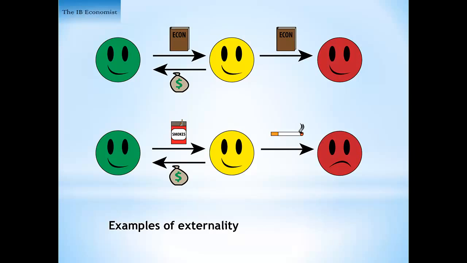So you can see how in the first example, the market transaction between Mr. Green and Mr. Yellow affected Mr. Red positively. In the second transaction, the purchase of cigarettes by Mr. Yellow from Mr. Green has affected Mr. Red negatively.